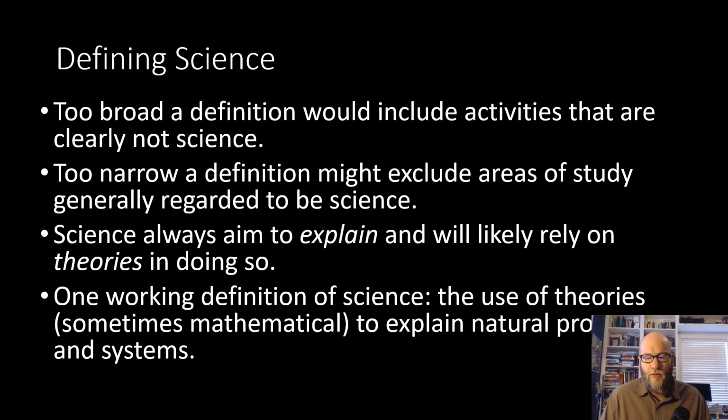So let's think of a working definition of science that might include this, okay? The use of theories, sometimes mathematical, to explain natural processes and systems. So this is a working definition of science we can begin with. Now, natural is defined liberally enough in this definition to include all uniquely human behavior, allowing for sciences like psychology and economics to be included.